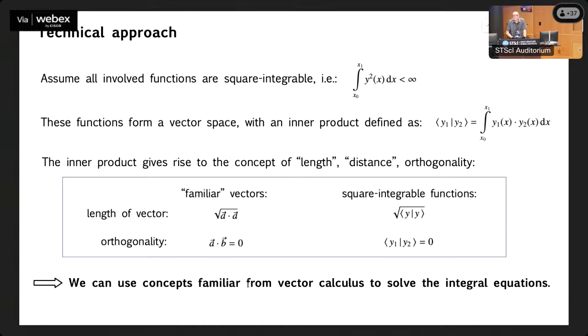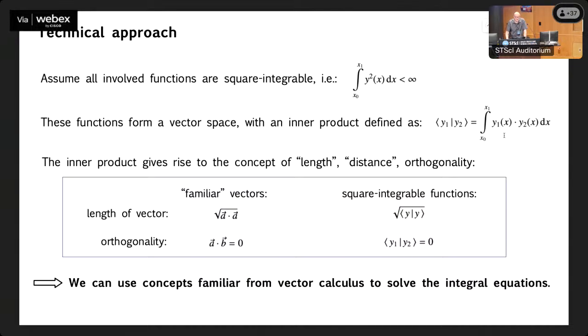First, we just have to assume that all functions we are concerned with are square integrable, which just means that the integral over the square of the function is finite. This is a very relaxed assumption. Usually, our functions satisfy much more stringent requirements. But if you go for square integrability, we know that these functions form a vector space, not just some vector space, but a vector space that comes with an inner product. The inner product of two vectors, so two square integrable functions, is just the integral of the product of these two functions.